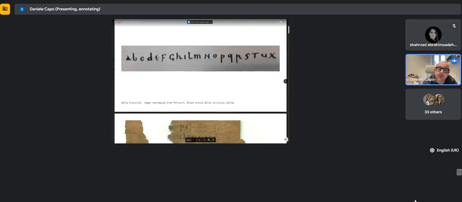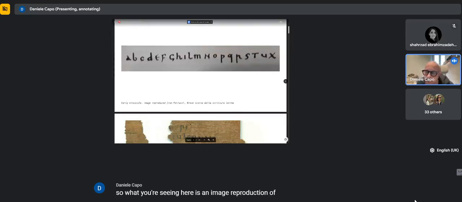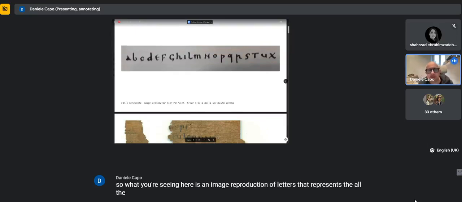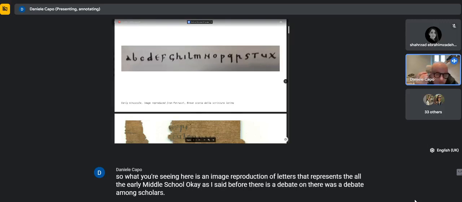So what you're seeing here is an image reproduction of letters that represent the old, early minuscule. As I said before, there is a debate, or there was a debate, among scholars about the origin of this writing.